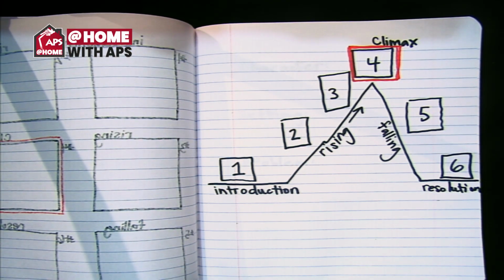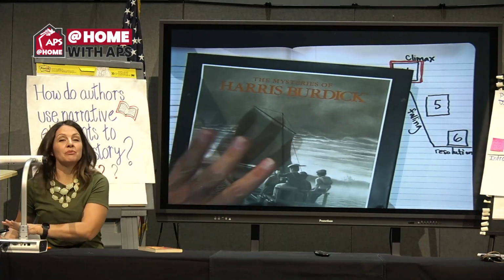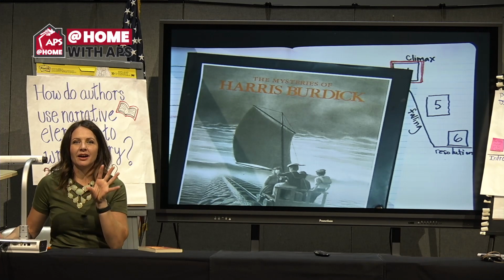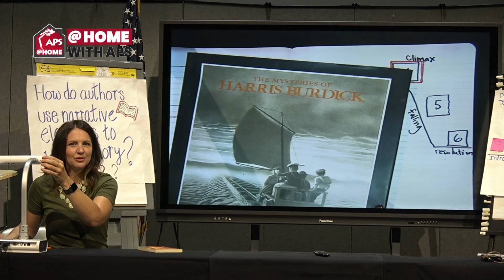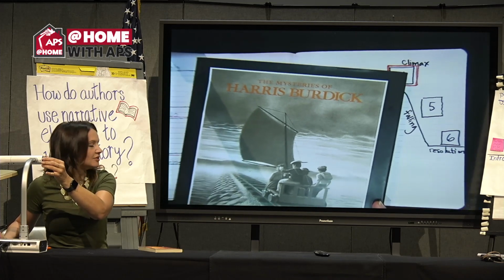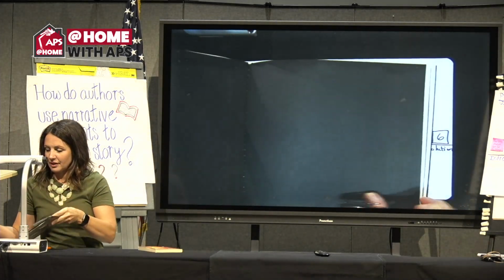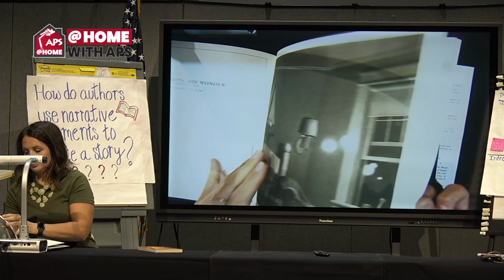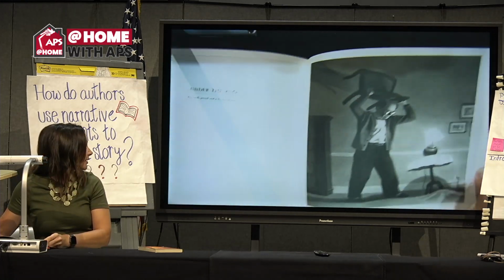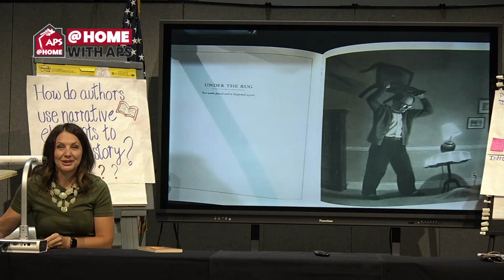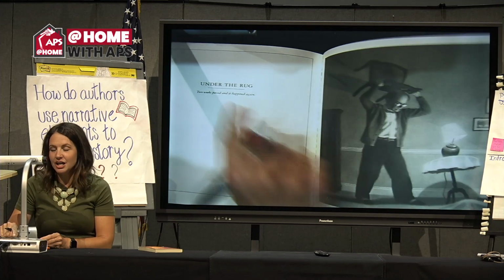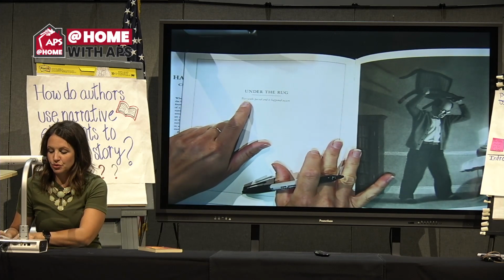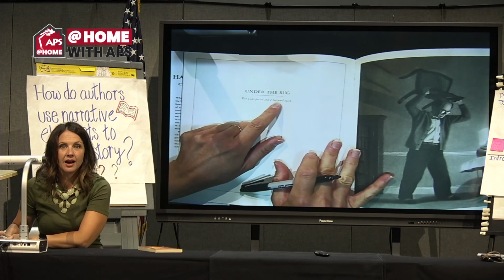So I'm going to use an idea to inspire me from the Mysteries of Harris Burdick. While Mrs. Kraft was reading, I heard one that I thought, I want to write about that. I hope you felt that way too. I'm going to zoom out just a little bit. I wanted to write about this. It's called Under the Rug. And the text says, 2 weeks passed and it happened again.